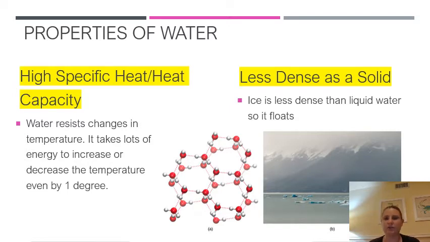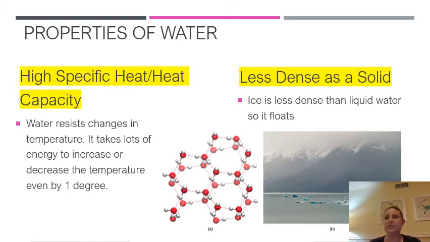To even increase or decrease the temperature of water by 1 degree would take a ton of energy. Okay, so this is why we don't have boiling oceans or frozen solid oceans, even in the Arctic, because it would take a ton of energy to change the temperature. And even in the winter around here, the Gulf only fluctuates a few degrees up and down, even though the air temperature might change a lot. It's because water has a high specific heat or high heat capacity.